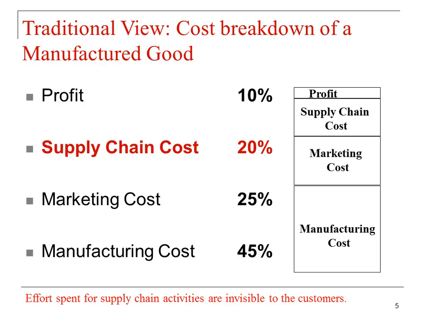So if you look at the cost breakdown of a manufactured good, only 10% of it is profit. Supply chain cost covers around 20%. Marketing is 25%, and the manufacturing cost is 45%. So, as you can see, this is a big component of a manufactured good.